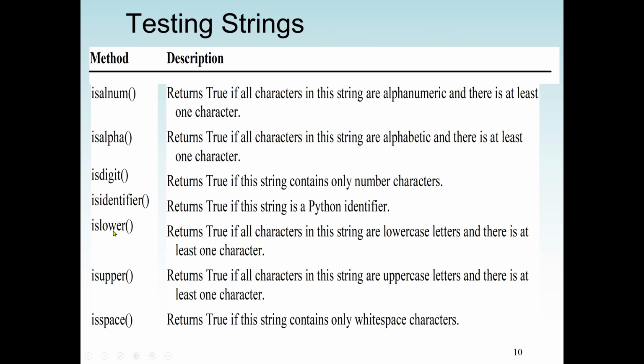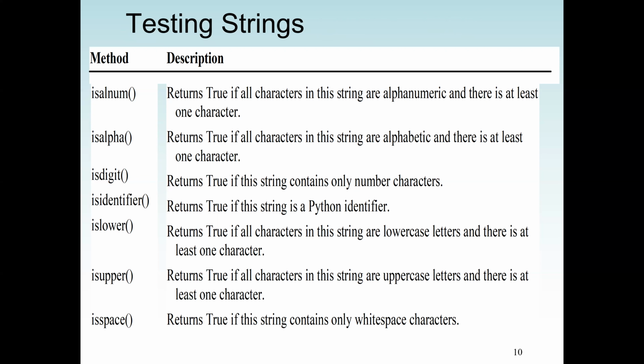And also we have islower. Previously we had lower. The lower method will convert uppercase to lowercase. But with islower, we are checking if the value we have in the object is lowercase or not. So this will return true if all the characters in the string are lowercase and there's at least one character.